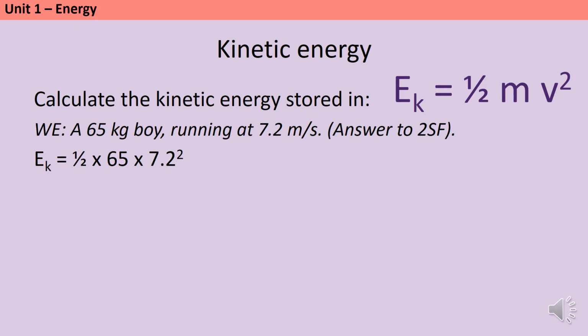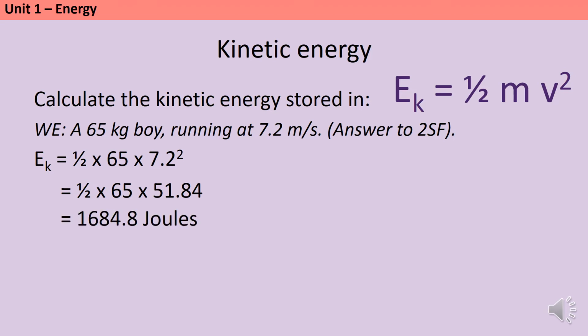That turns into half times 65 times 51.84, and that gives me an answer of 1684.8 joules, because of course kinetic energy is a type of energy, so it's measured in joules. But that answer isn't 2 significant figures, and so it won't get me the full amount of marks. So now I need to round it, and I get 1700 joules. That's my final answer.